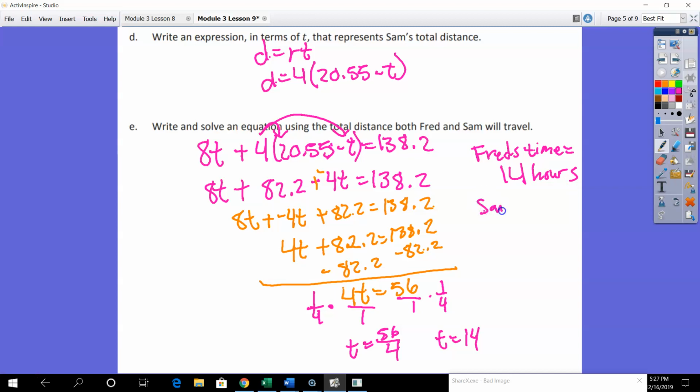So Sam's time, it took them 20 hours and 55 minutes total. Taking away the amount that it took for Fred leaves us with 6.55 hours.